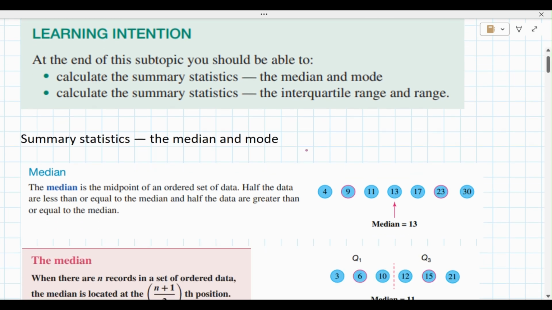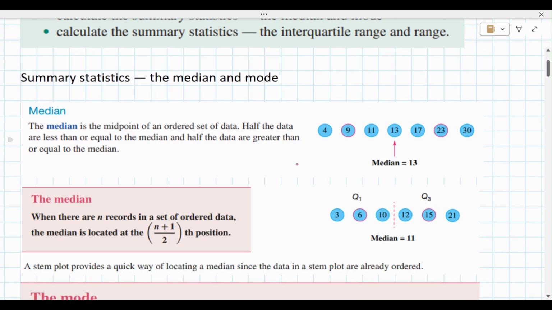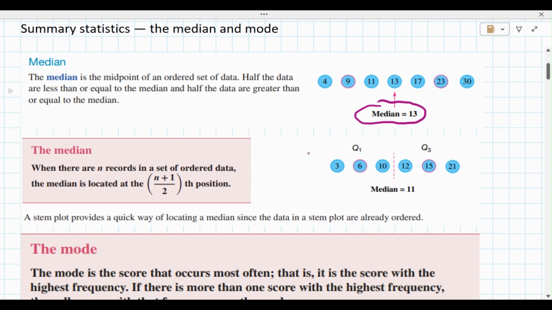So today we're going to talk about the median and mode. The median is the middle number of the data. If you order the data, the position is n plus 1 divided by 2, and that will be the median. For example, 1, 2, 3, 4, 5, 6, 7. So 7 numbers, so 7 plus 1 divided by 2 is the fourth number. So the fourth number, 1, 2, 3, 4, will be the median.